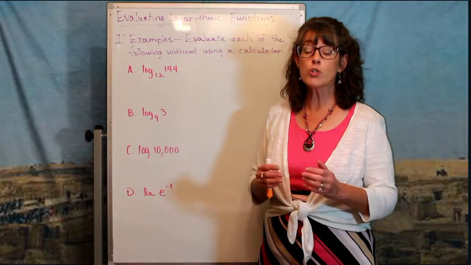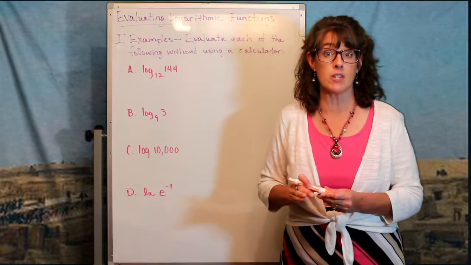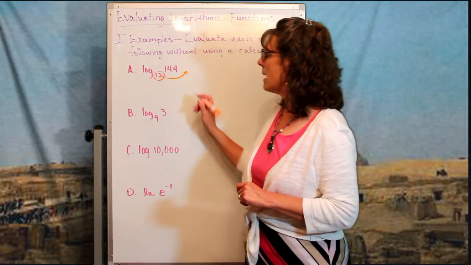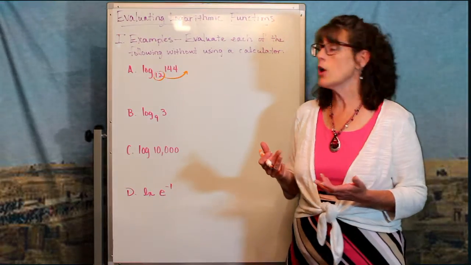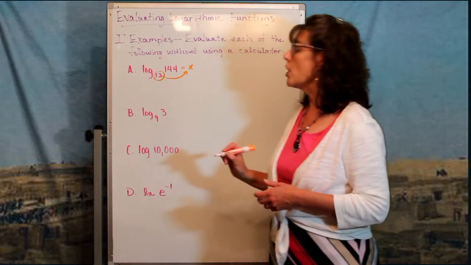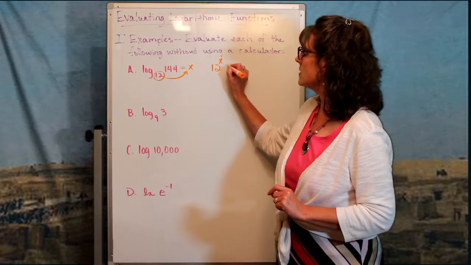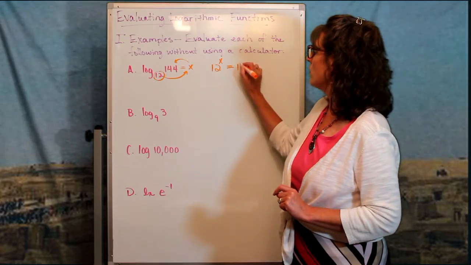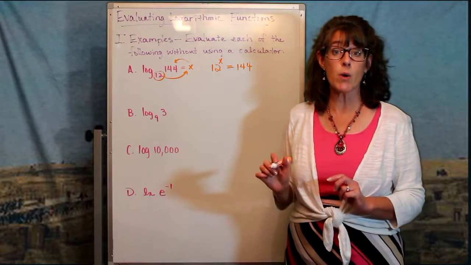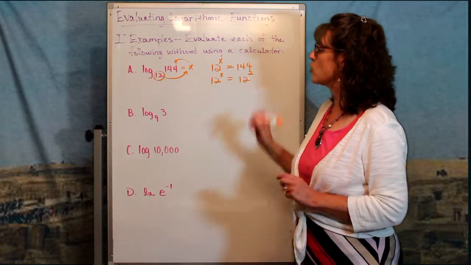Now remember, the best way to evaluate these is to rewrite them. We always say base to the outside power. Well, it doesn't look like there's an outside power, so I'm going to turn this into an equation. I'm going to say this equals x. So now I do have base to the outside power, so 12 to the x equals the number on the inside, 144. Now we know that 144 is 12 times 12. Well, if that's the case, then 144 is 12 squared.